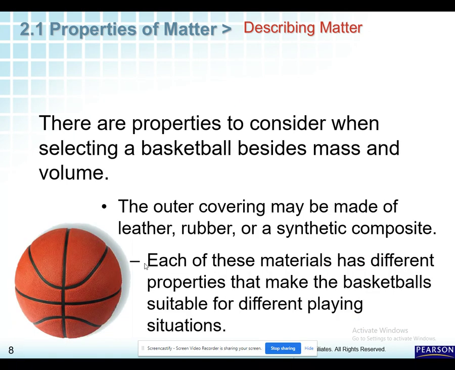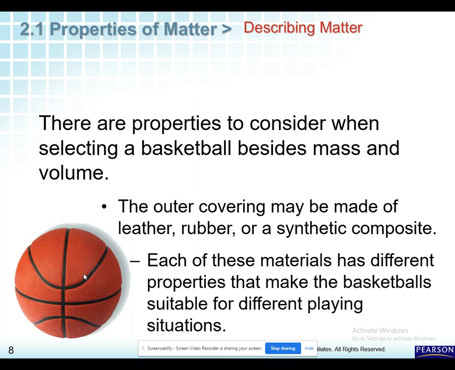Now, those are all extensive properties. However, there are other properties to consider if you're looking at something like a basketball, other than how much it weighs and how much space it takes up. If you're a basketball player, there are actually different coverings for basketballs. There are leather coverings that you see most often when you play inside. There's even rubber coverings, so those basketballs they sell for outdoor play.